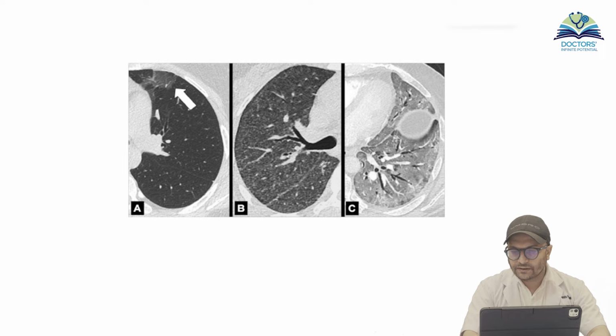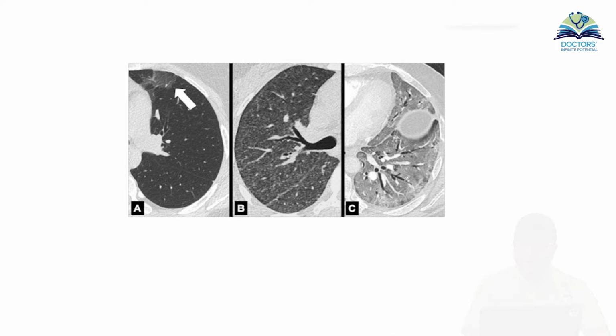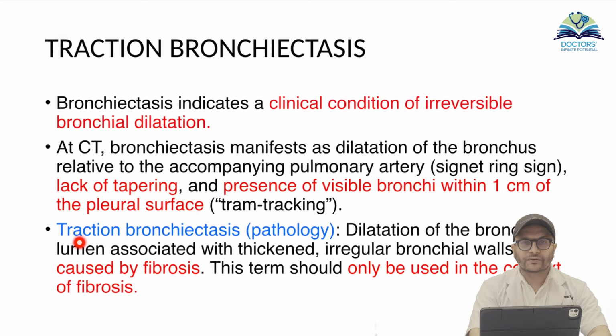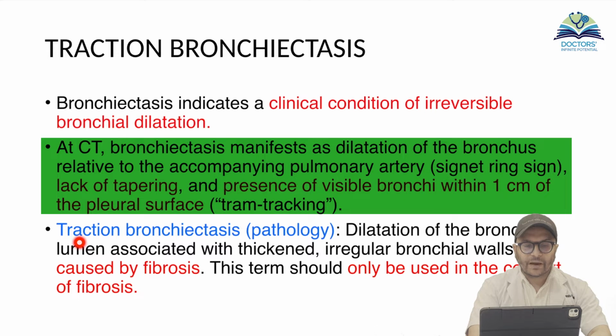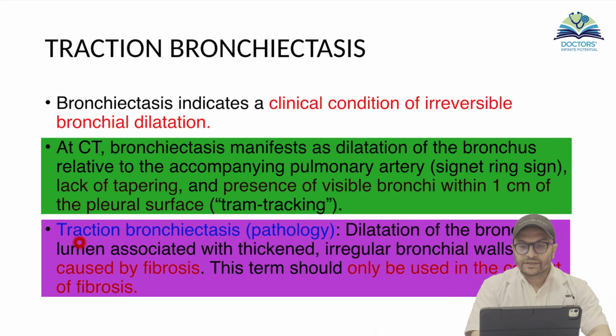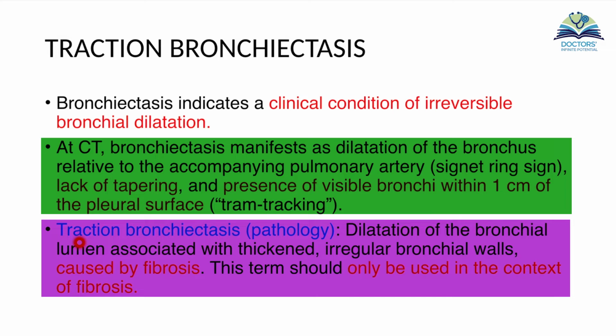In this next image we can see ground glass opacities, a very severe form of ground glass opacity with associated fibrosis of the surrounding lung as indicated by traction bronchiectasis. So another entity is traction bronchiectasis, which is lack of tapering of the bronchi, visible within 1 centimeter of the pleural space, but that should always be associated with fibrosis to say it is a traction bronchiectasis.